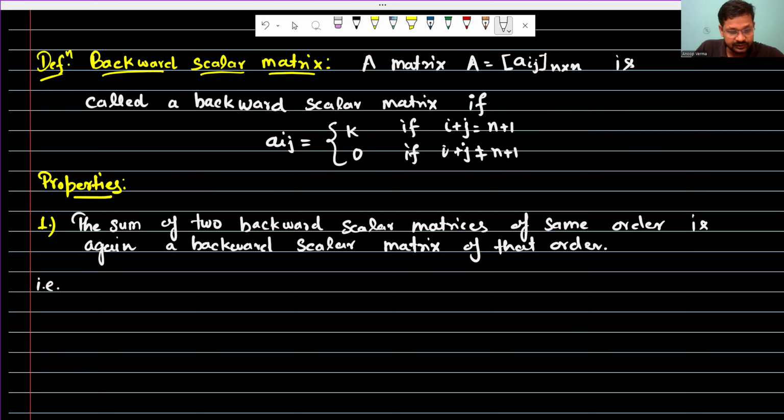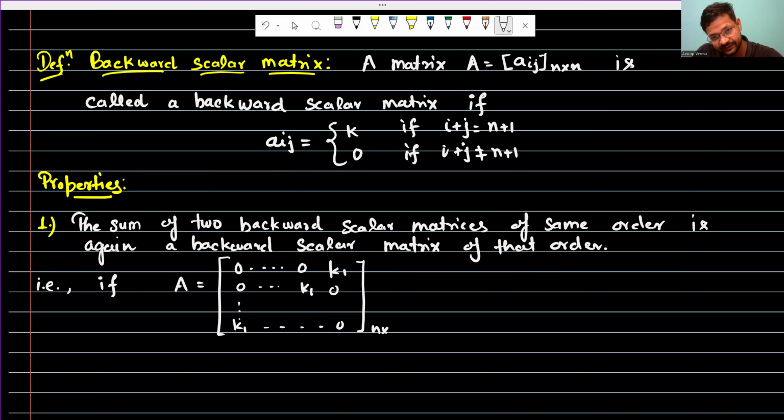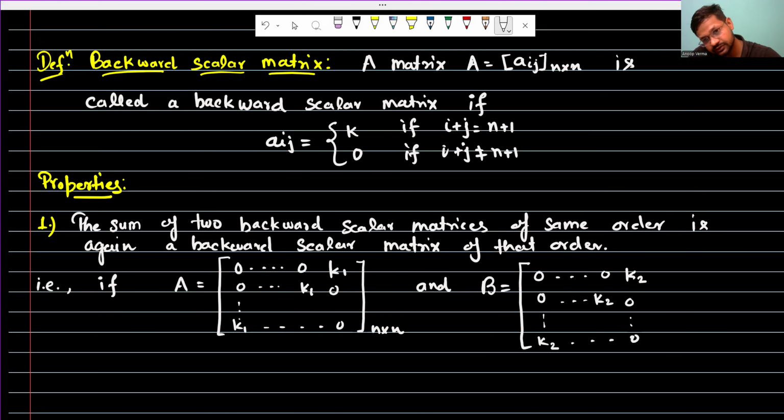Next, suppose A is the matrix with 0 and K1, which means all the backward diagonal entries are the same. So this is your K1 and the rest is 0. This is a matrix of order n by n. Another matrix B also looks like this, with 0 and K2 on the backward diagonal, and so on. This matrix is also of order n by n.